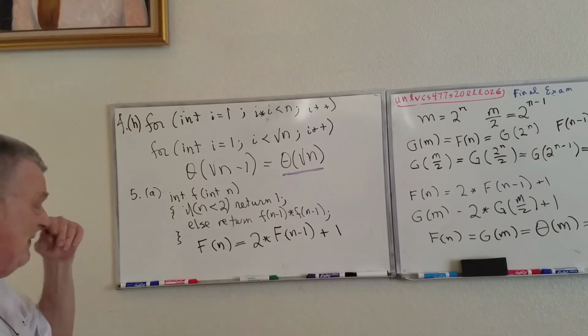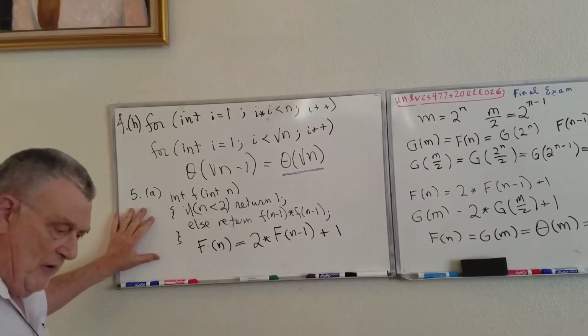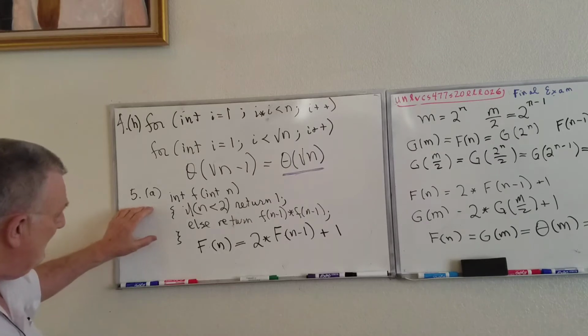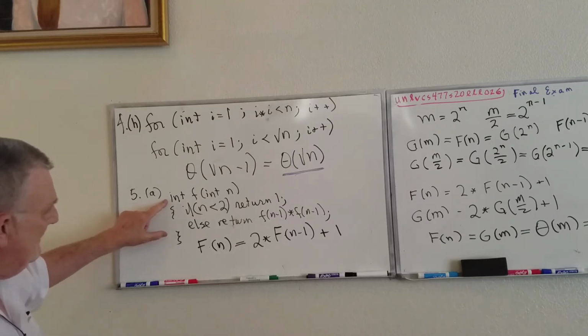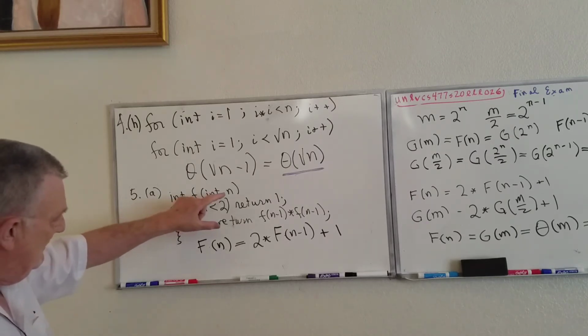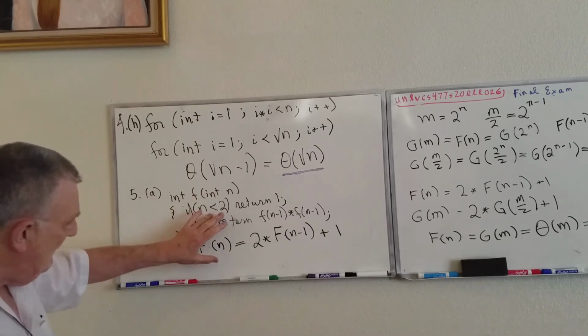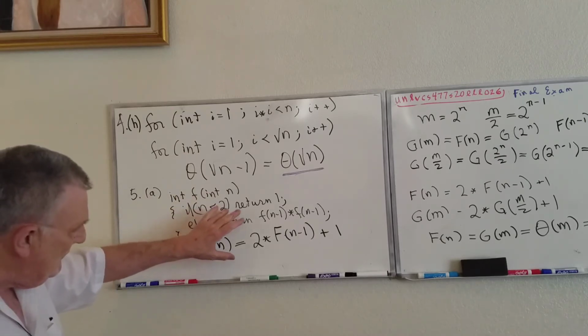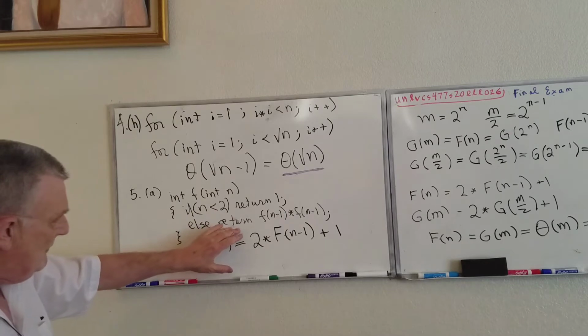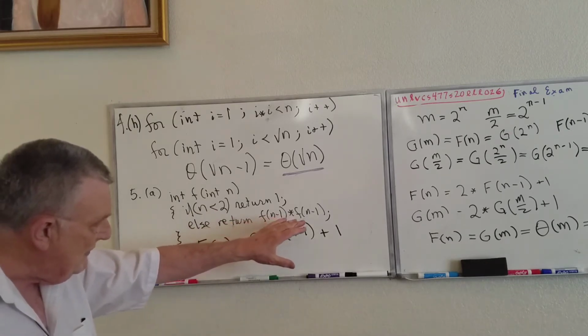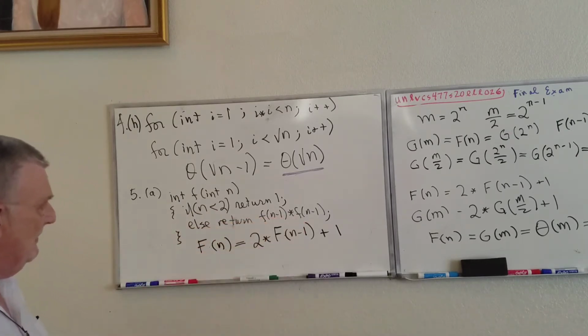Now we'll do problem 5. It's to determine the time complexity of these subprograms. So the first one, A, is we have f of an integer n. If n is less than 2, we return 1. Otherwise, we return f of n minus 1 times f of n minus 1.